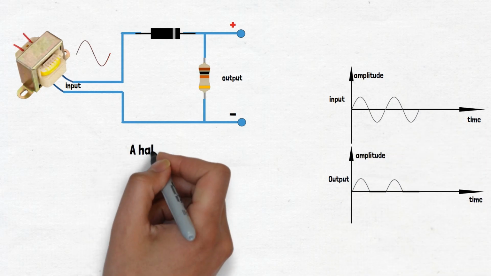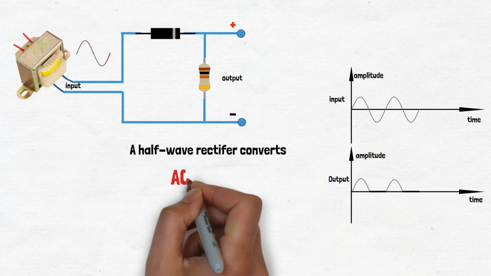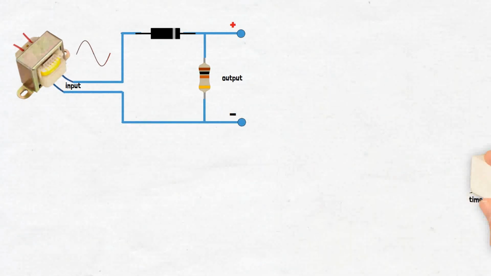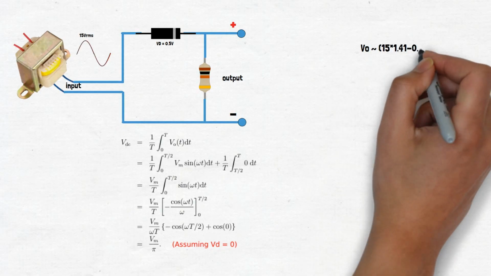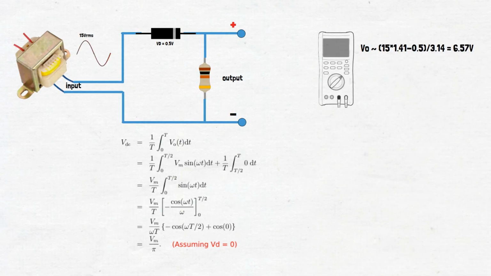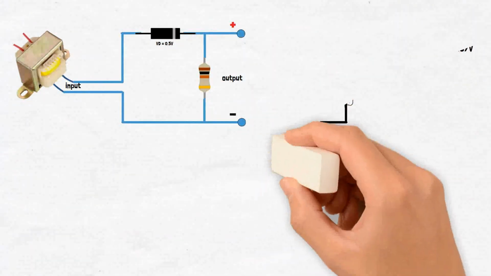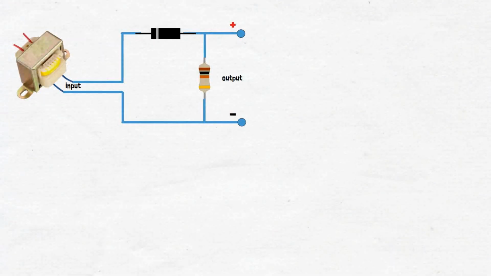It is the construction of a half-wave rectifier circuit. It converts AC voltage to DC voltage. The value of output voltage is calculated using the following formula. If the input voltage is 15 volts and the voltage drop on the diode is 0.5 volts, the output voltage is around 6.5 volts. What happens if a diode is connected like this?